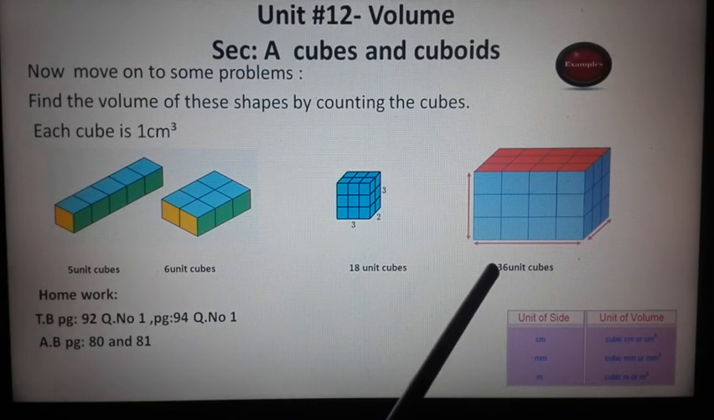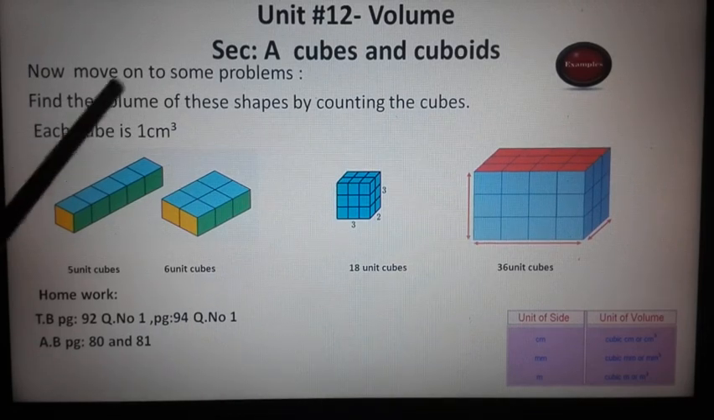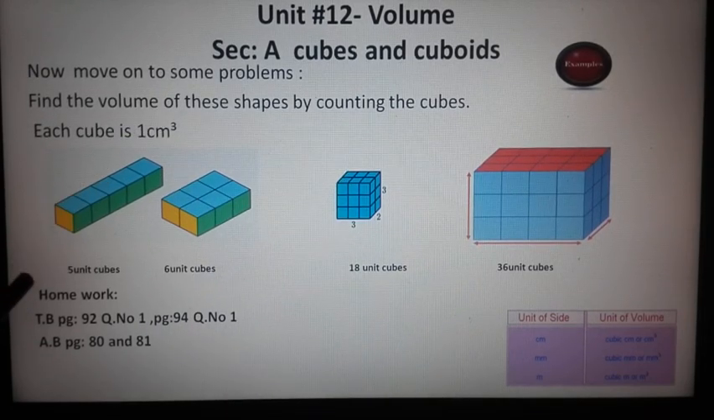I hope you understood how to count the cubes and find the volume. Now it's your turn to do the homework. Take out the textbook, page number 92, question number 1, and page number 94, question number 1, copy into your maths notebook and do it. And activity book page number 80 and 81, you can do there itself in the space already given. I will upload the answers in the next video, so you can cross-check whether your answers are correct or not. Okay, thank you.